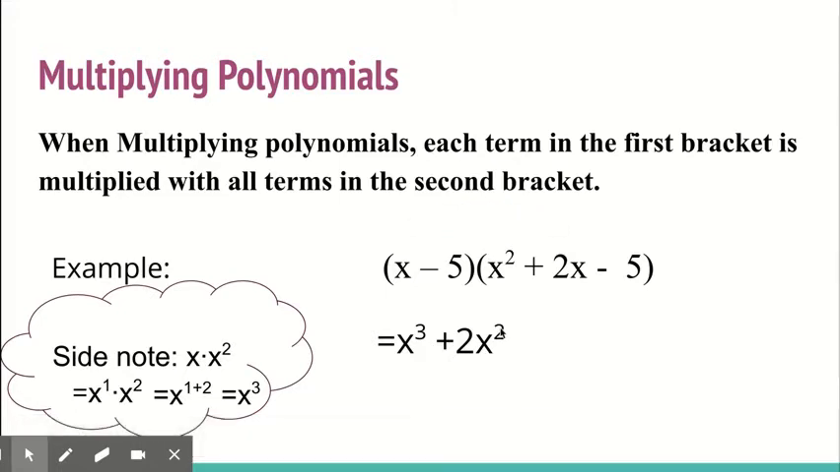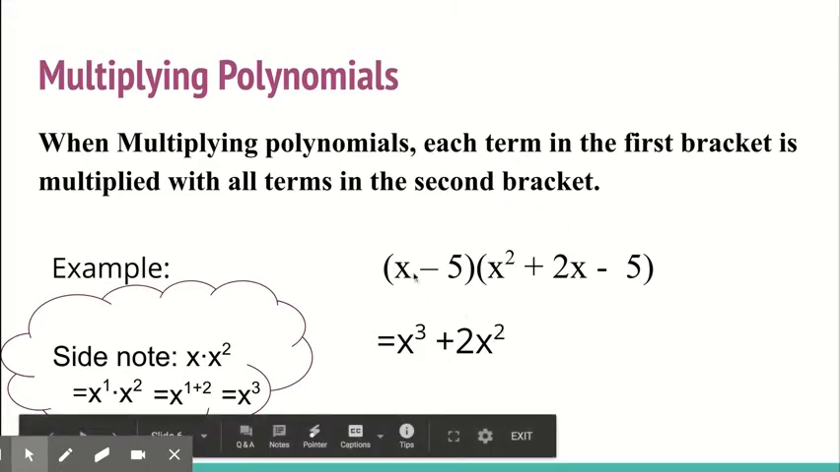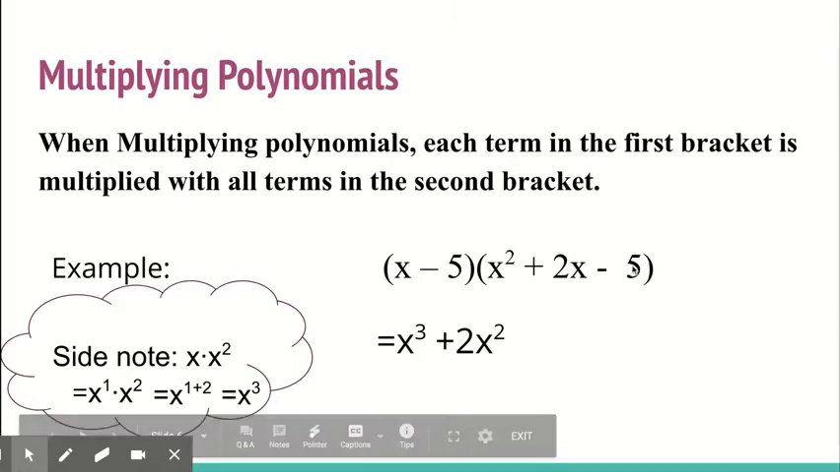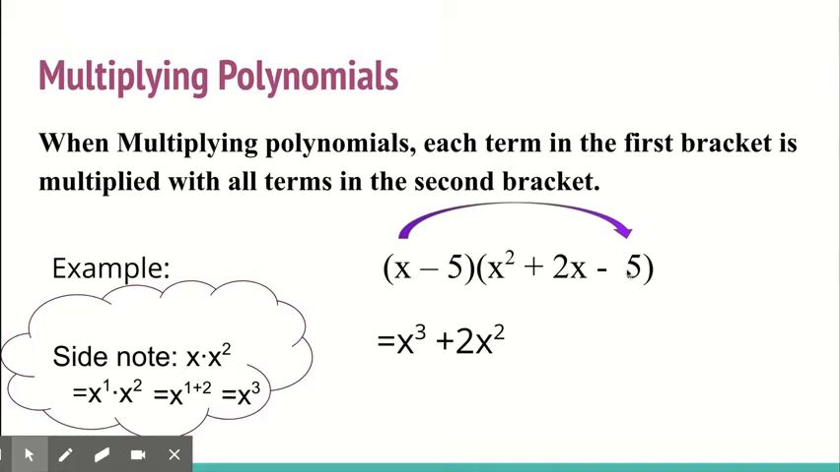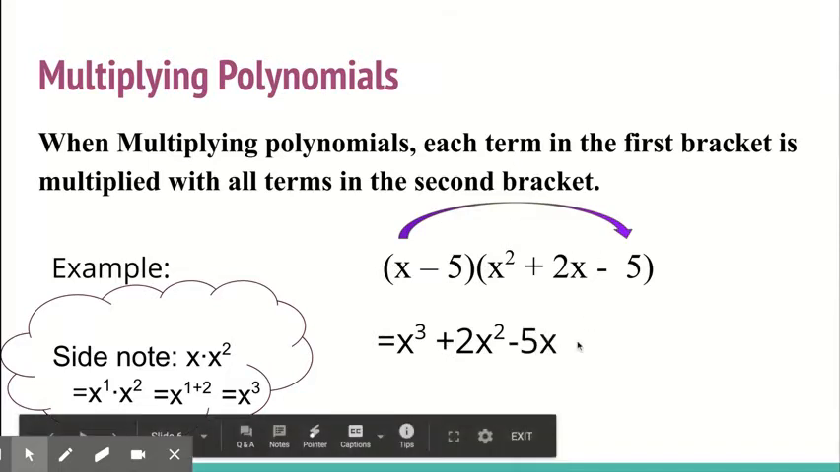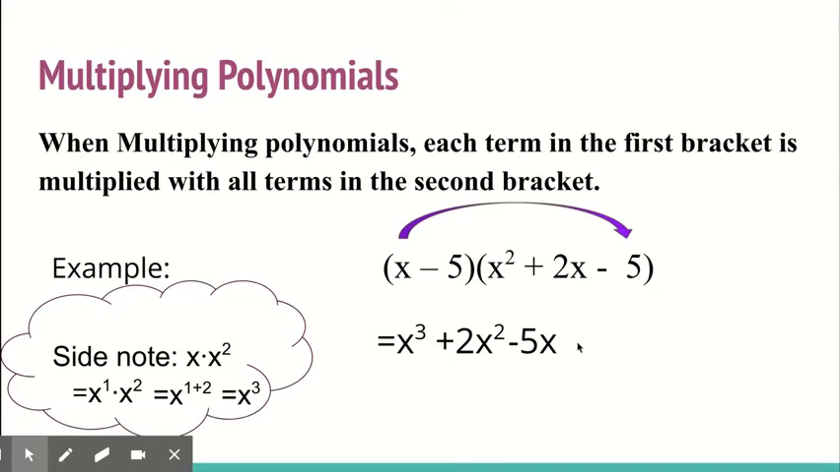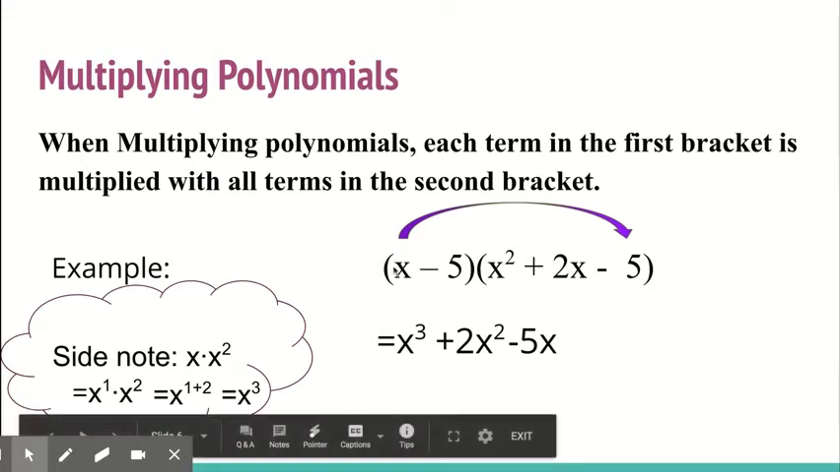Okay, when that's done, we're going to take the first term and multiply it by the third term in the second bracket. So the x times negative 5. Well, we take an x and we're multiplying it by negative 5. There's an imaginary 1 in front of that x. So 1 times negative 5, we're going to put it as negative 5x.